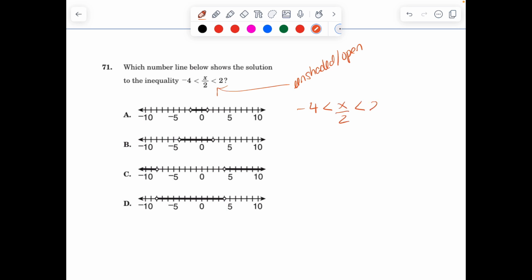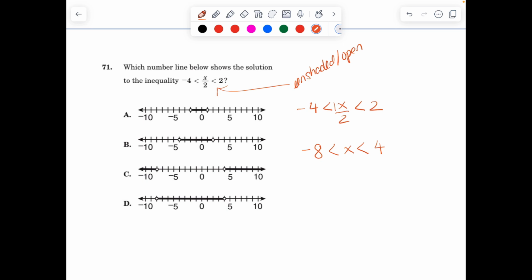So right now the x is being divided by 2. So the inverse operation of dividing by 2 is multiplying by 2. So we're going to multiply each part of this inequality by 2. So -4 times 2 is -8. In the center, I'm just going to have x because this is essentially the same thing as 1/2 x, right? So 1/2 x times 2 is just x. And then all the way on the right side, I have 2 times 2, which is 4.